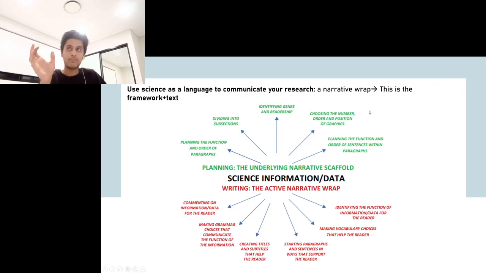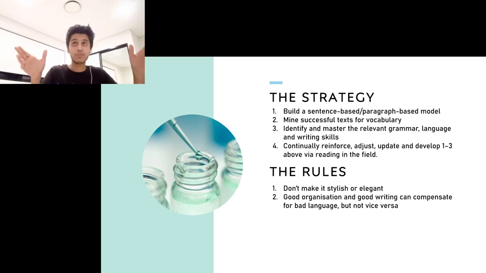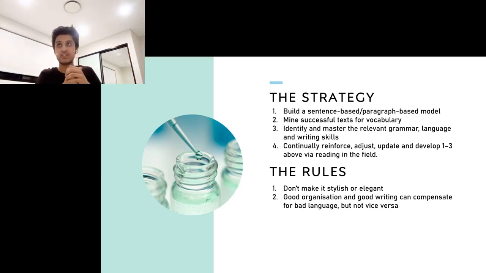Now let's look at the strategy for science writing. You want to build a sentence-based, paragraph-based model. When you write a paper, it's going to be in a field, and there are going to be multiple papers in that field. So you must look at all those other papers and see how they organize their information, and then create models based on them. For example, this sentence identifies a gap in the research, or this paragraph maps the contribution of this study into the literature.